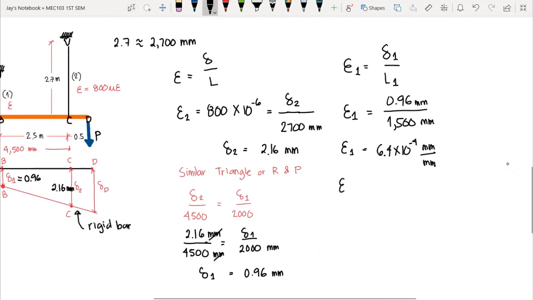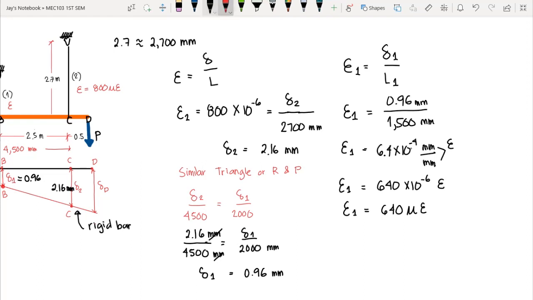To express this in a simpler form, we use micro. To convert this into micro, we move 2 decimal places to the right for it to become negative 6. So we have 640 times 10 raised to negative 6. That is in epsilon, since millimeter per millimeter is in epsilon. So we have the normal strain of bar 1 equal to 640 micro strain or micro epsilon. So this is the answer for letter A.